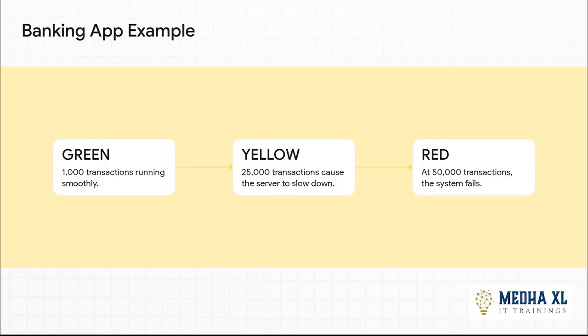We can actually see this whole process. Imagine a banking app. At 1,000 transactions, we're in the green. Everything is fast and smooth. But then we ramp it up to 25,000. Now we're in the yellow zone. The app starts to feel sluggish, things are slowing down. And then we push it to 50,000 transactions. We hit the red zone. The system fails. That number, 50,000, that's our breaking point.